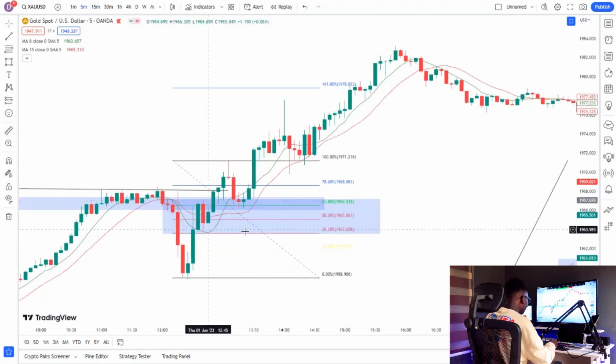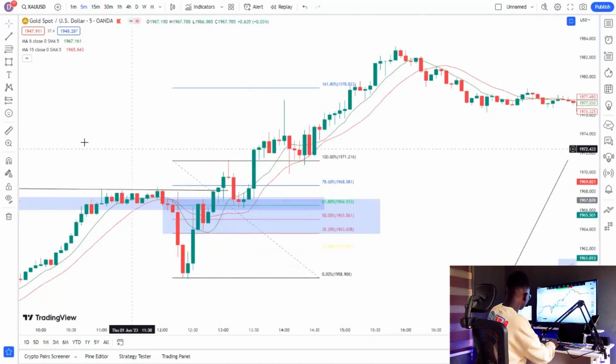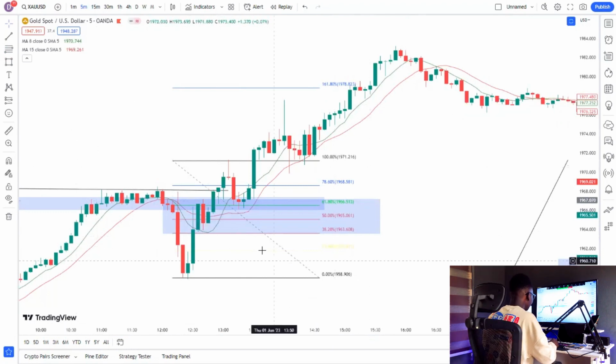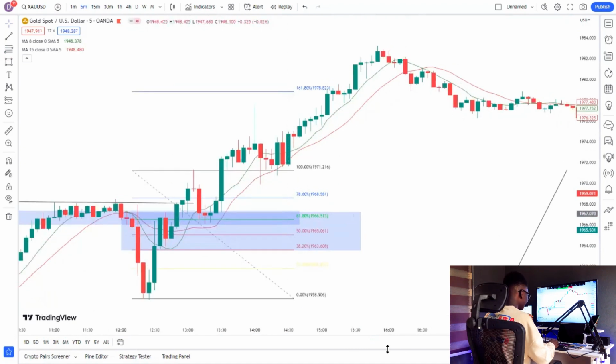We have a moving average crossover right here. For those of you, I literally say this in every one of my videos: I use the 15 and 8 EMA. I've been using this for over 2 years now, and it's working perfectly for me. So I don't need to actually change my strategy. It's a very profitable strategy.